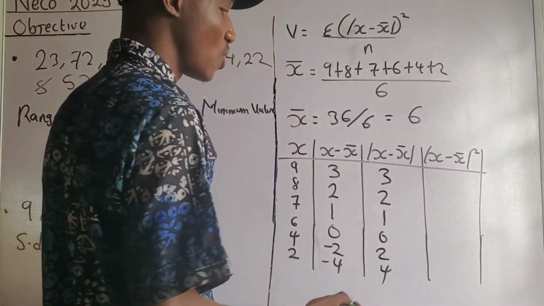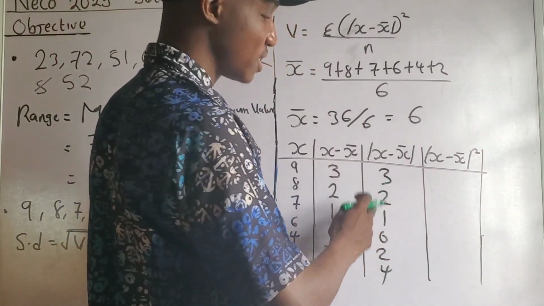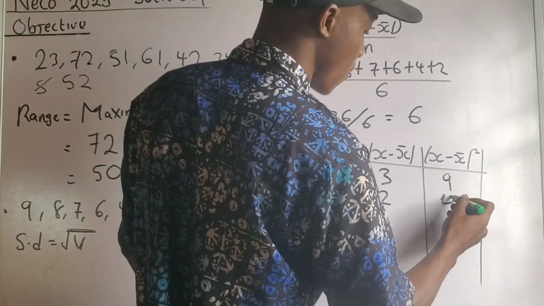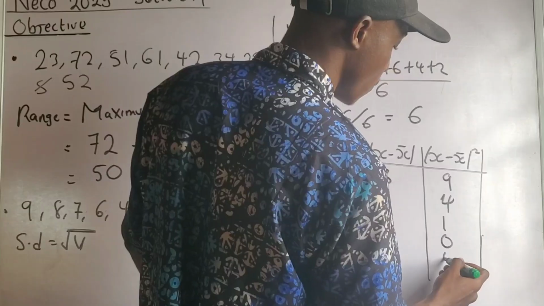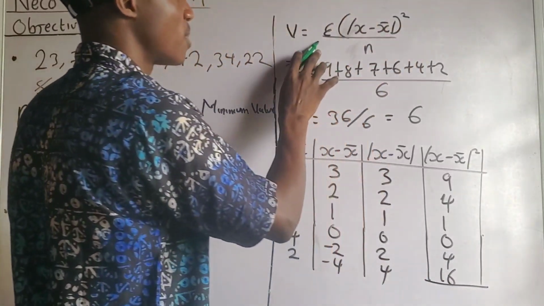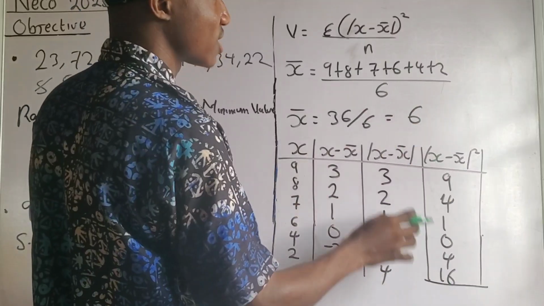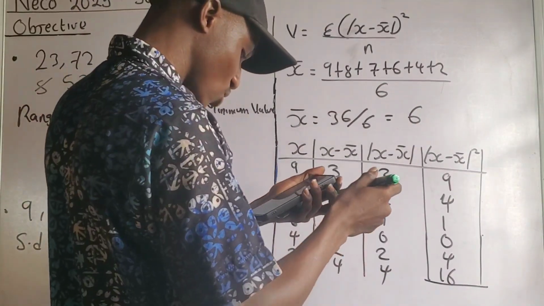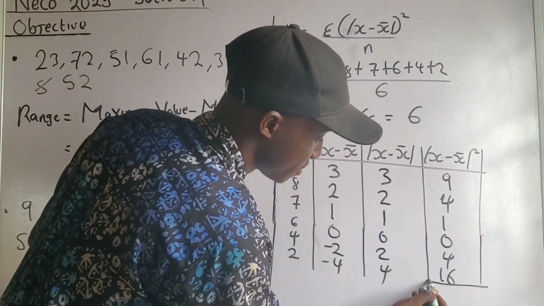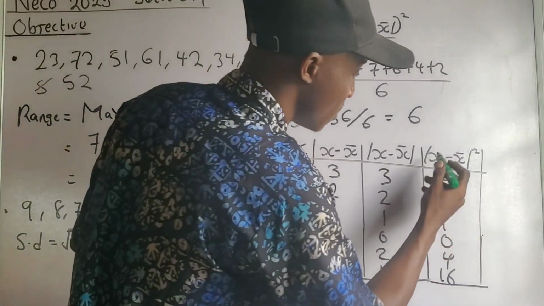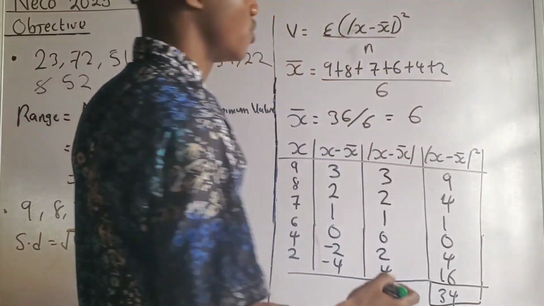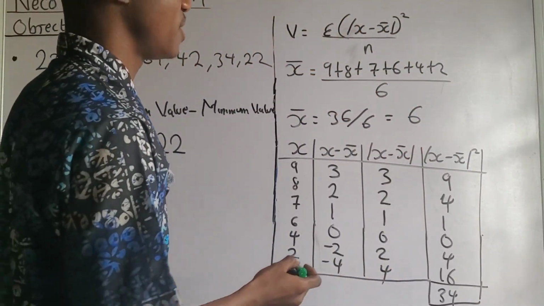Now we have to take the square of these values. 3 squared is 9, 2 squared is 4, 1, 0, 4, and 16. Now, from the formula, we need the summation of all these. If you take their sum, you're going to have 34. So we can easily calculate the variance now.